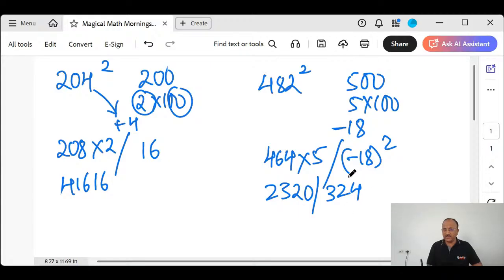But in this case, the base is having only two zeros. Correct? The base is having only two zeros. So this 3 I will carry here. The answer is 232324.